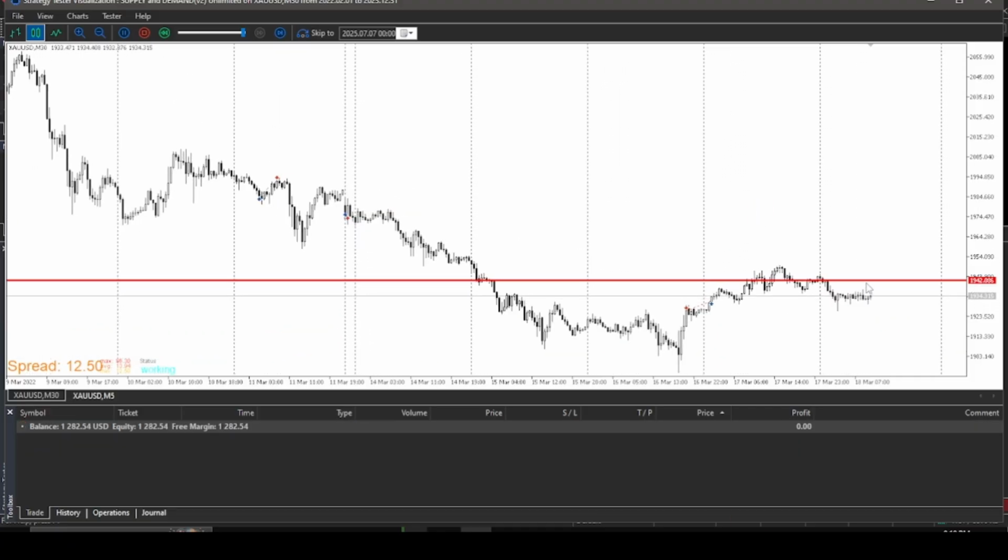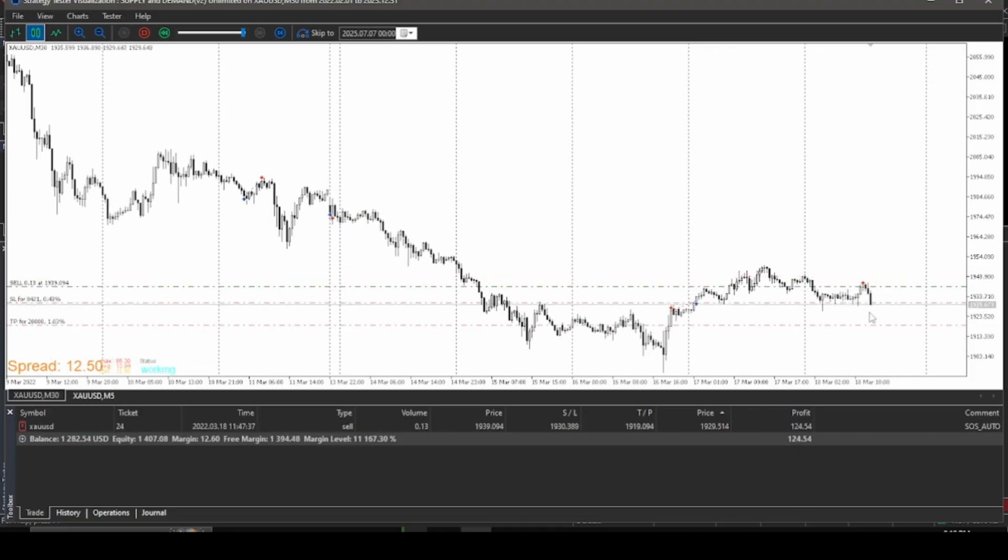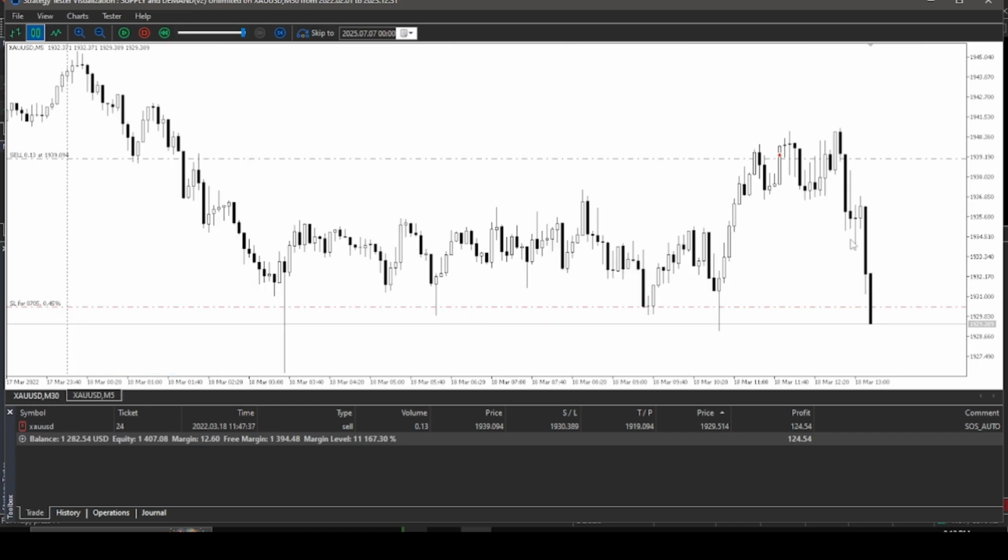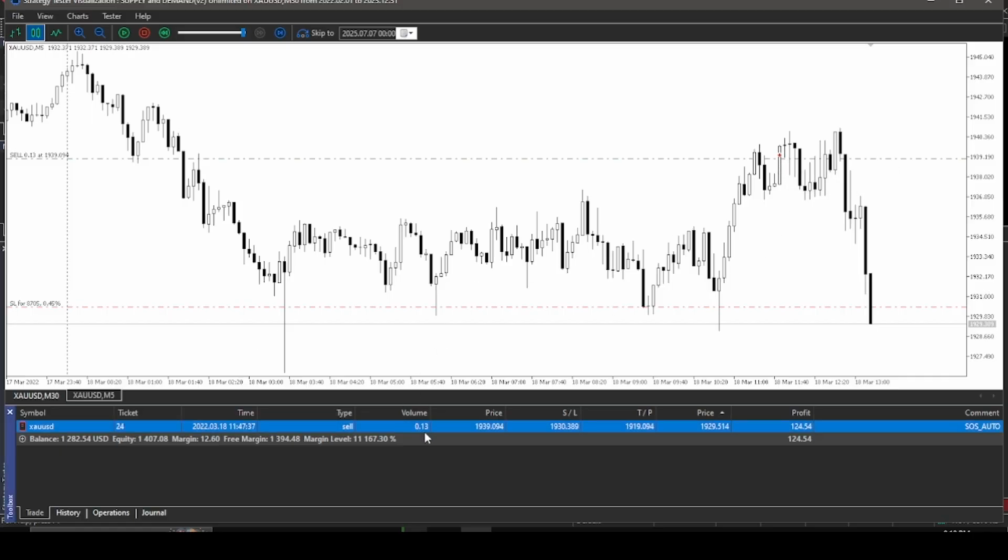Now we have a supply zone here. Okay, we've taken a sell. You can see that the trading robot is trailing the stop loss. Okay, let's take a good look at that. You can see after this rejection candle, we took the sell. And what you can see is the trading lot size has increased.